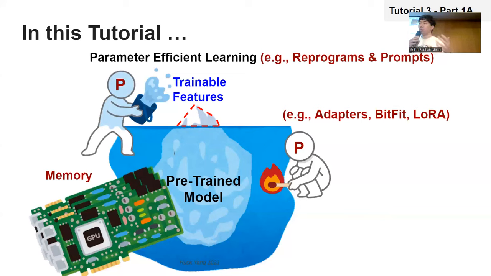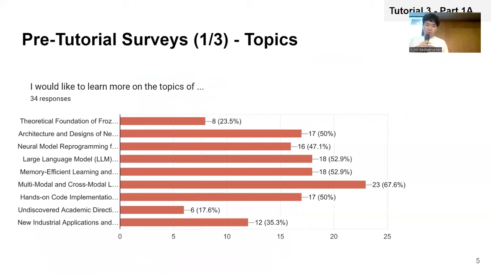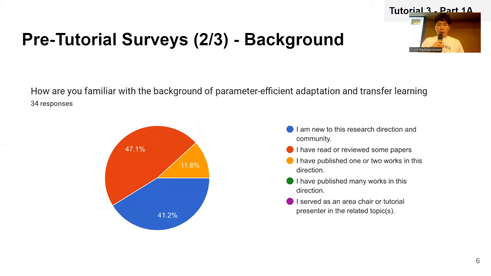That's something we are currently very concerned about when we have a large language model and want to fine tune it. According to the survey, most of the audience are interested in how to use parameter efficient learning with large language models, and cross-modal and multimodal techniques are also of interest.